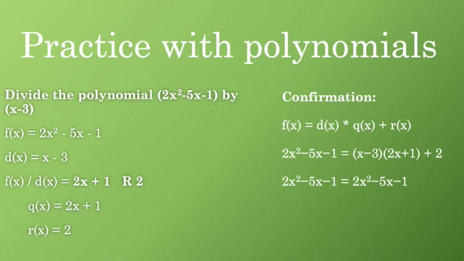Note that another way of checking to make sure you are on the right track is by comparing the degree of our r of x and d of x terms. The degree of r of x must always be less than the degree of d of x. If this isn't the case, you know you need to check your work for mistakes.